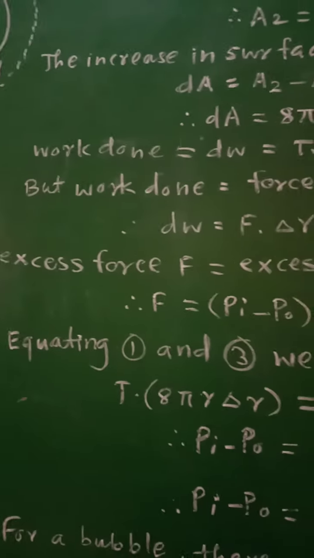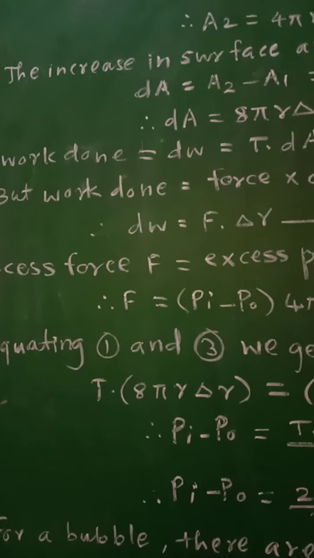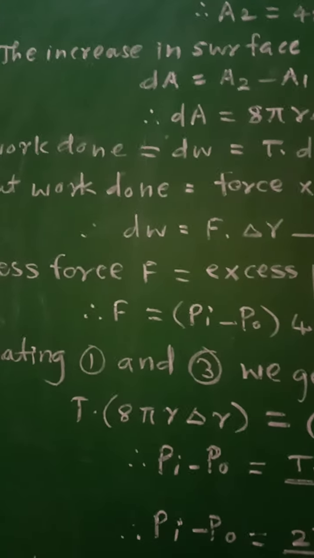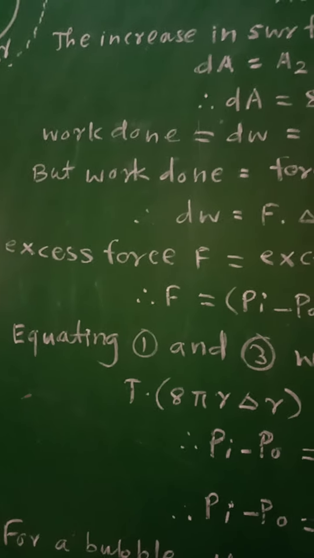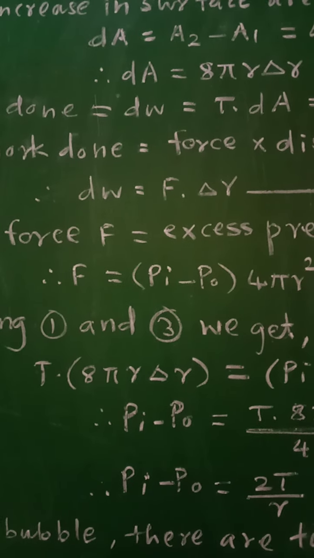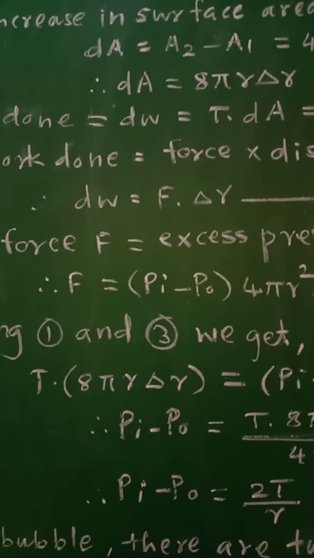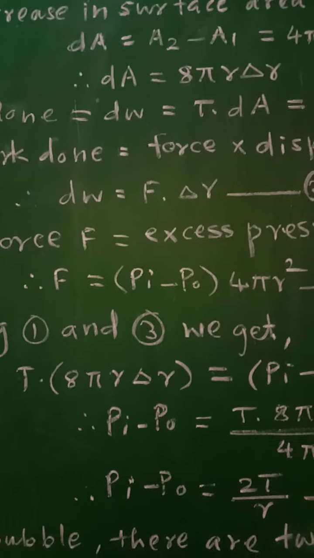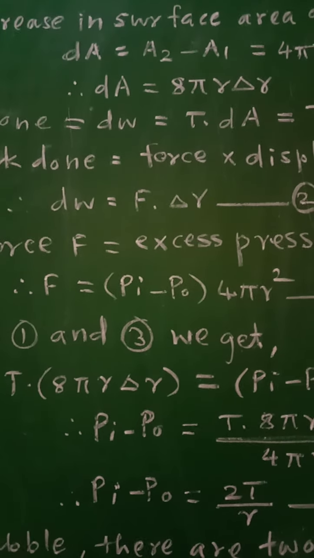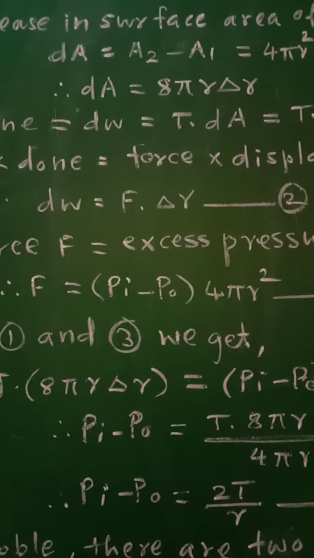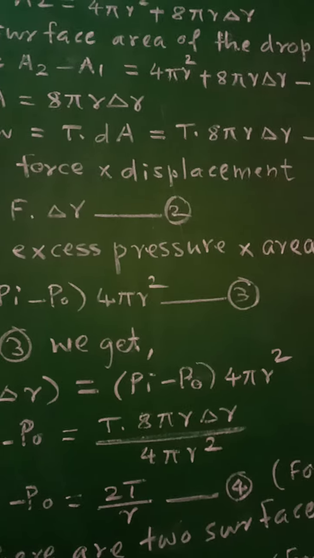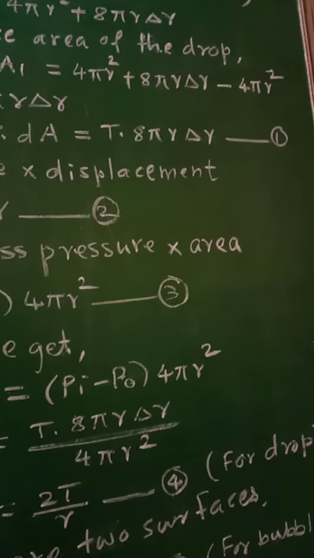Then the work done, as there is displacement, as there is an increase in radius of that drop, dW is equal to T into dA, because we know the relation between surface tension and surface energy, that is T is equal to dW upon dA. Therefore dW equal to T into dA, and that will be equal to T into 8 pi r delta r, equation number 1.